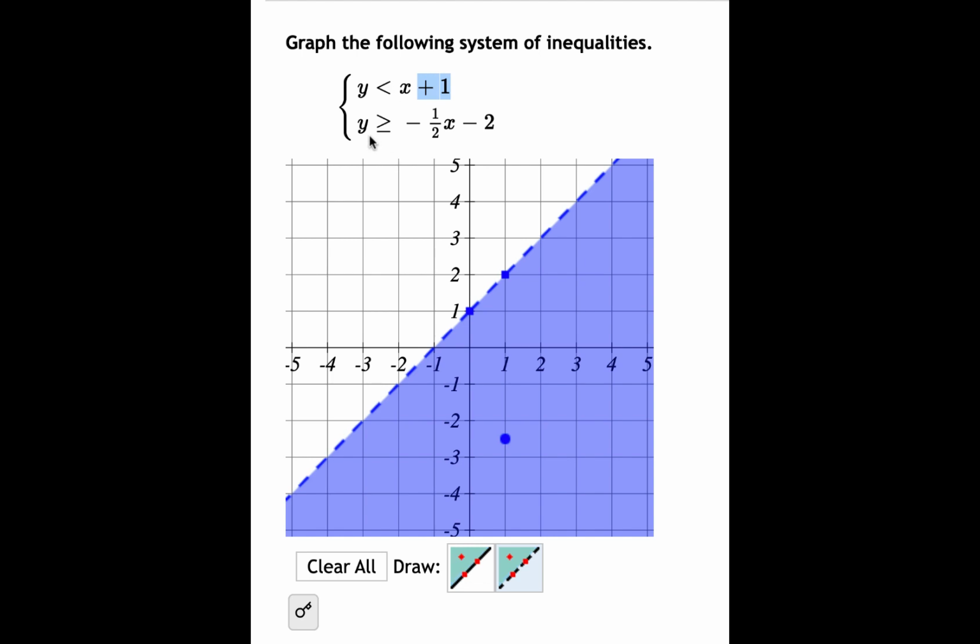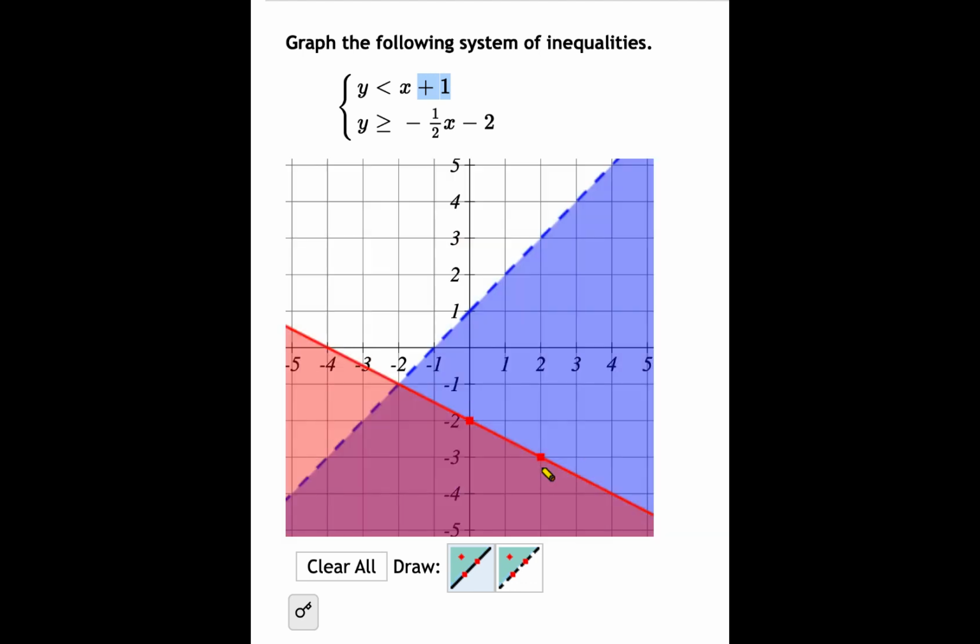Now the next one, it says y greater than or equal to. That equal to sign means you need to use a solid graph. So I'm going to choose this tool here on the left. And then my y-intercept is this 2 that I see right here. So therefore I'm going to go to negative 2 and click my y-intercept. And then I'm going to do a slope of negative 1/2. That fraction as negative 1/2 means you're going to do down 1 over 2 because it's negative. You're going to go down 1 over 2 and then click.